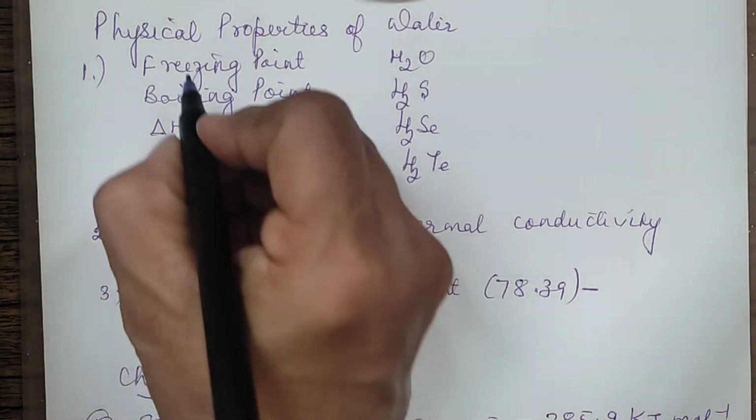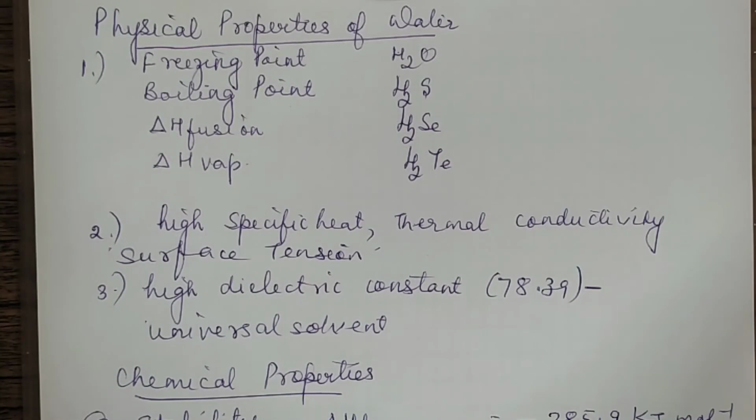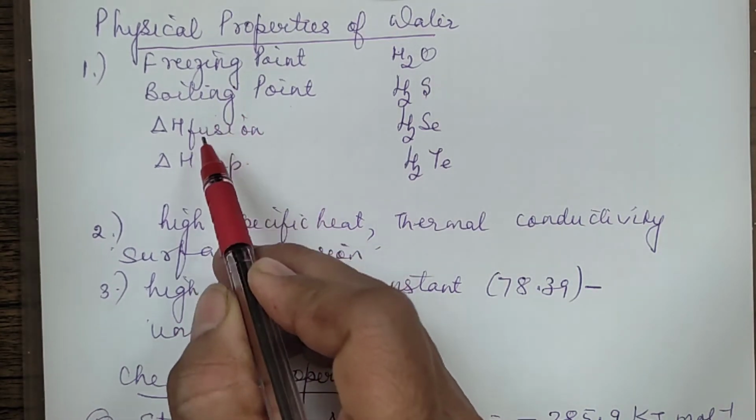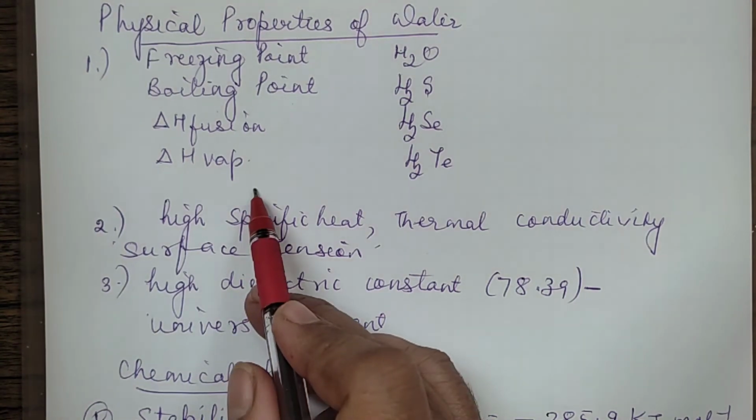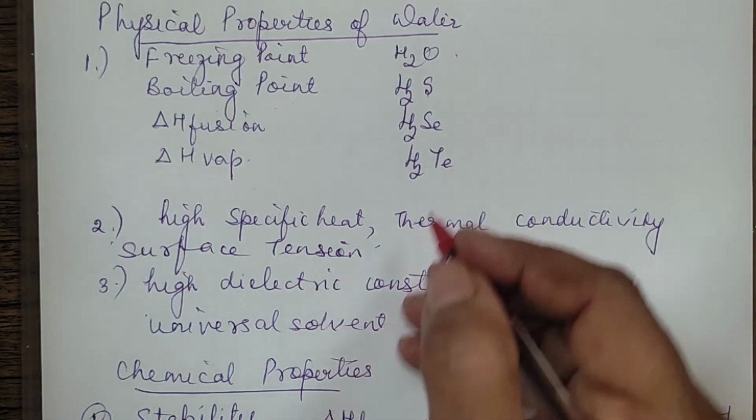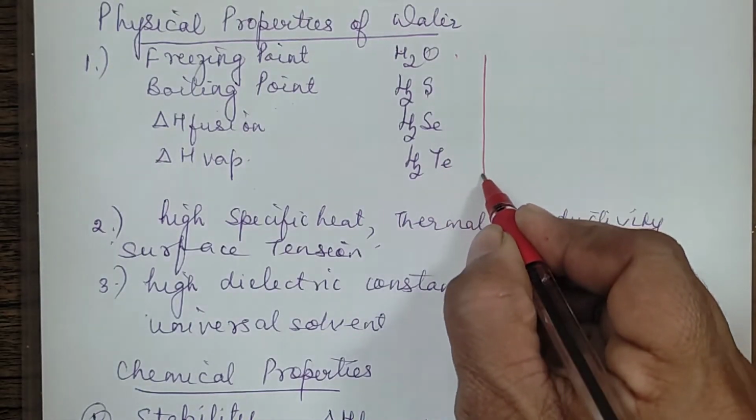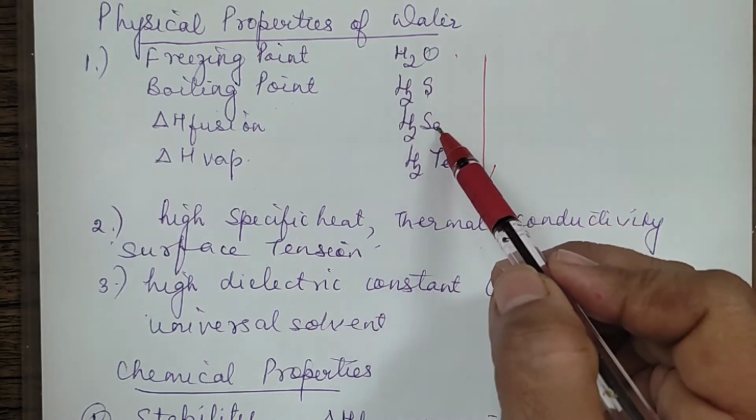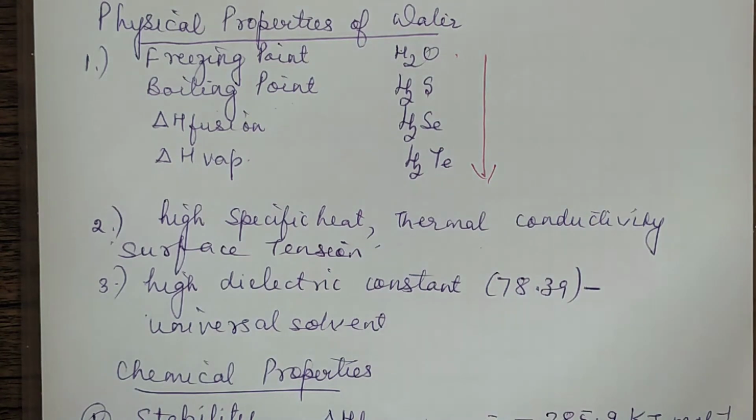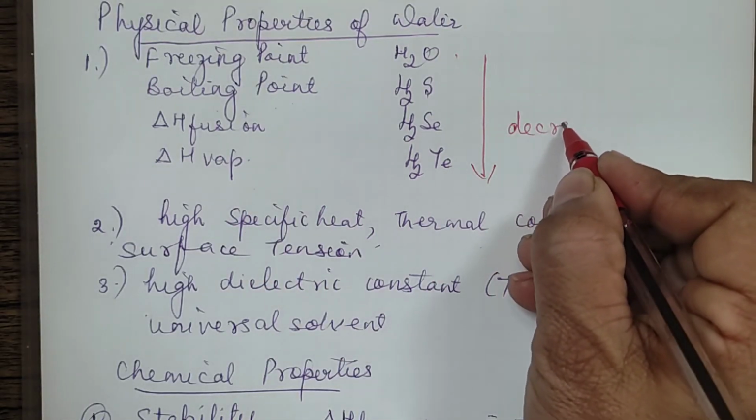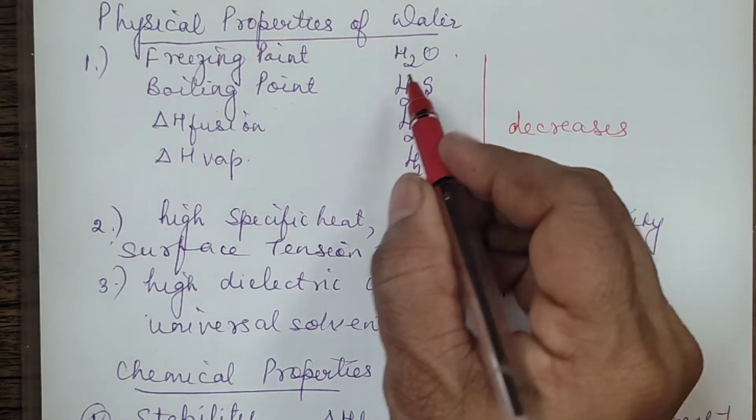Now, moving on to the physical properties of water. Okay, now it is observed that freezing point, boiling point, enthalpy of fusion, enthalpy of vaporization, all these properties of water are maximum. Why are we talking about water? Because oxygen, sulfur, selenium, tellurium, they all belong to the same group. So we are comparing their properties. We find that all these properties down the group are decreasing. Okay. Now water has the maximum of all this.